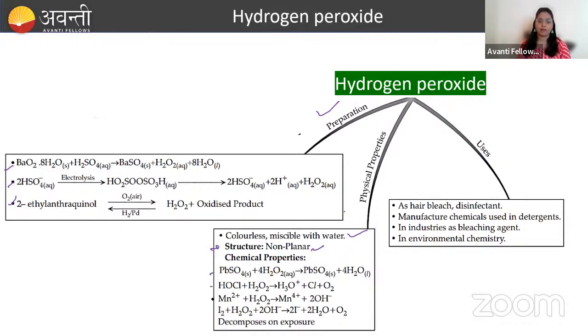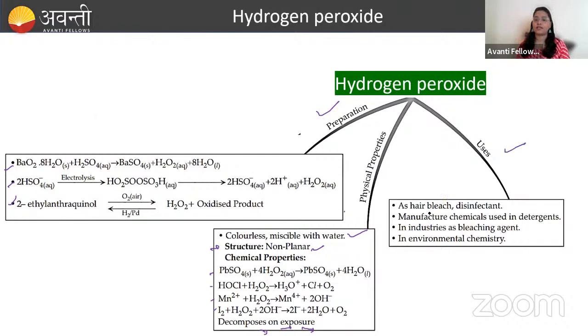You can see the chemical properties of it. It decomposes on exposure. If you buy a hydrogen peroxide bottle, or you have hydrogen peroxide in your laboratory, and if you keep that bottle cap open, then you will find that as time passes, the hydrogen peroxide, due to the exposure of sunlight or surroundings, decomposes. Okay, it decomposes into H2 and O2. Right? The uses are very, very important.